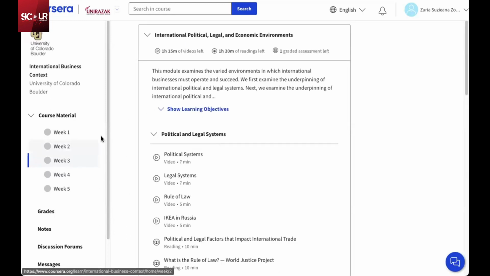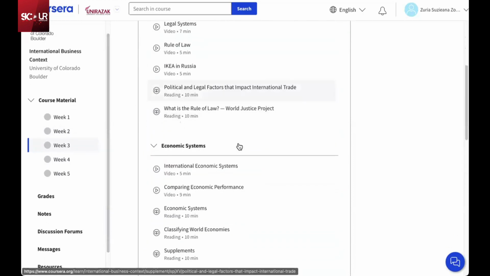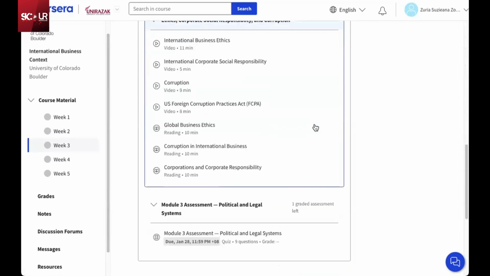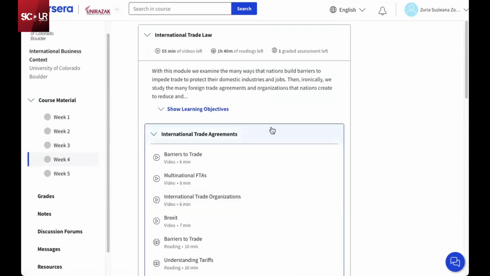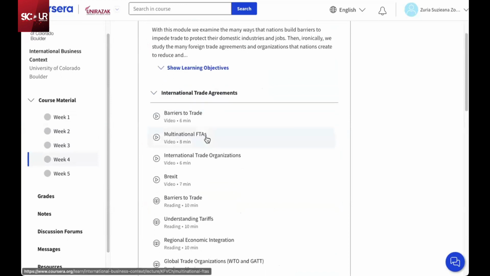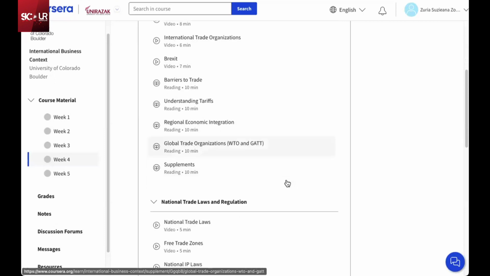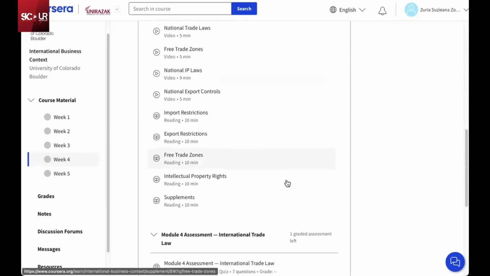Week 3 will cover the political system, right? The political and legal system, the economic system in international business, and ethics, CSR, and corruption. And week 4, you should be learning about the international trade agreements. So we are going to learn about the free trade agreement here, and then the organizations: regional economic integration, WTO and GATT, free trade zones, the trade laws and regulations, and so on.